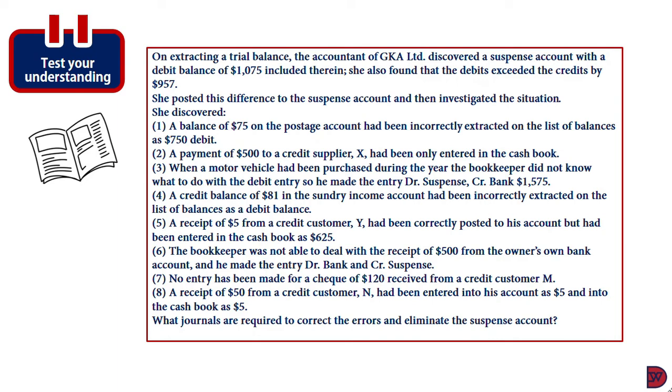Thirdly, when a motor vehicle had been purchased during the year, the bookkeeper did not know what to do with the debit entry. So he made the entry debit suspense and credit bank with $1,575.